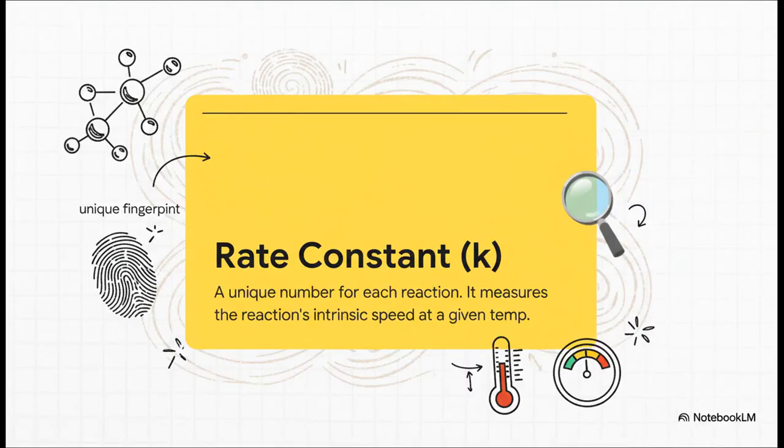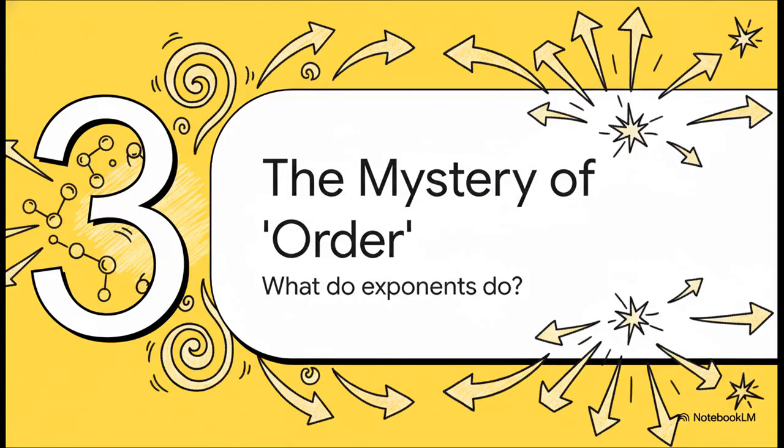And now for k, the rate constant. Okay, this little letter is a huge deal. You can think of it like a unique fingerprint for every single chemical reaction out there. It tells you the reaction's own built-in natural speed at a certain temperature, no matter how crowded or not crowded the molecules are.